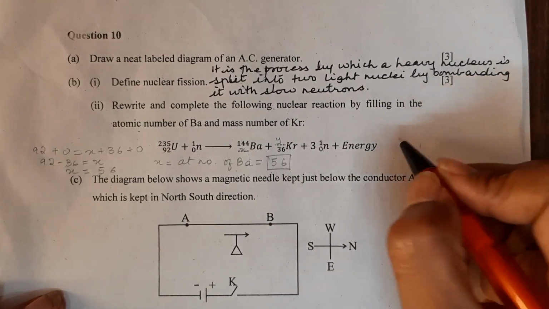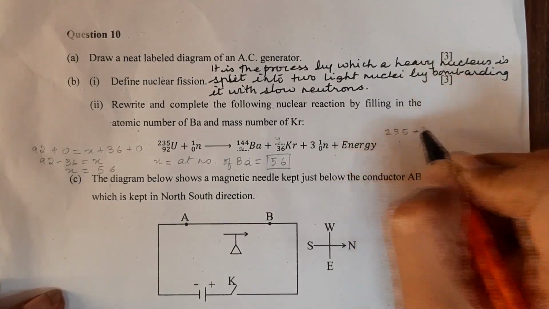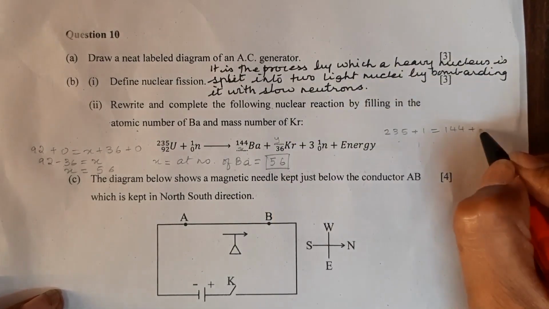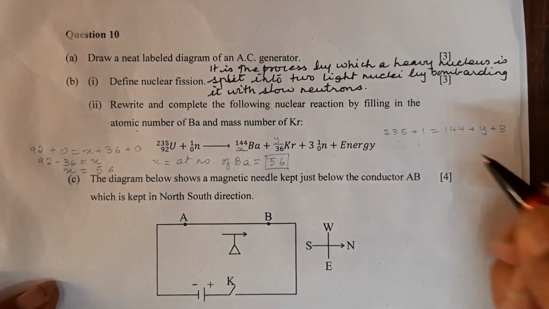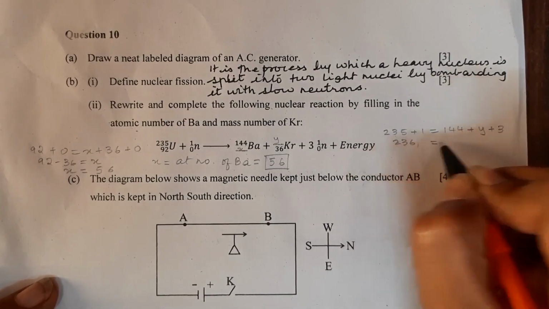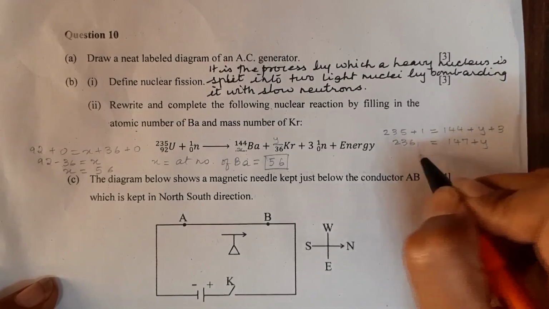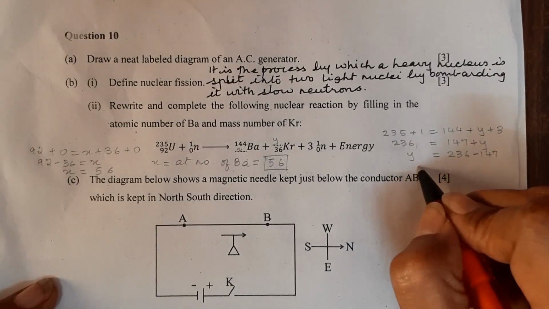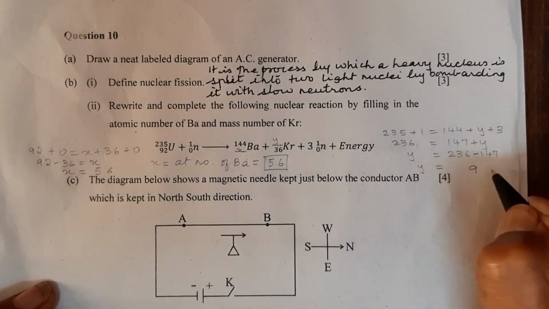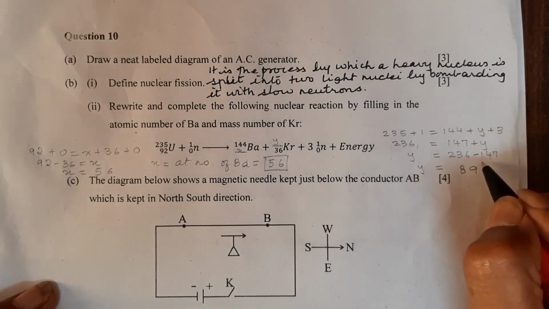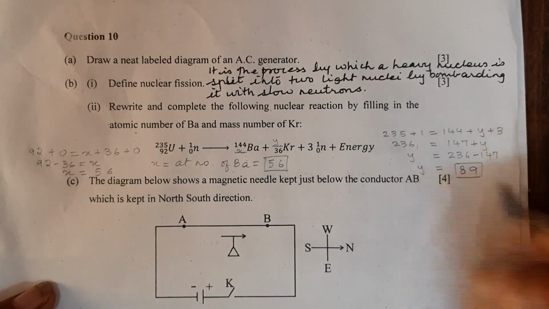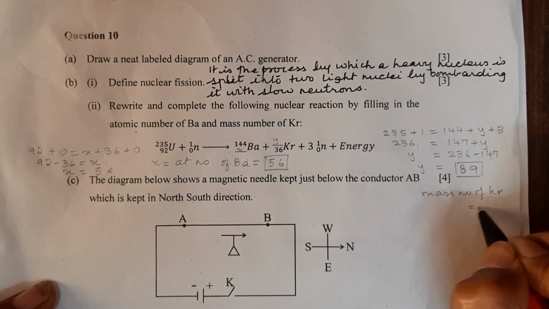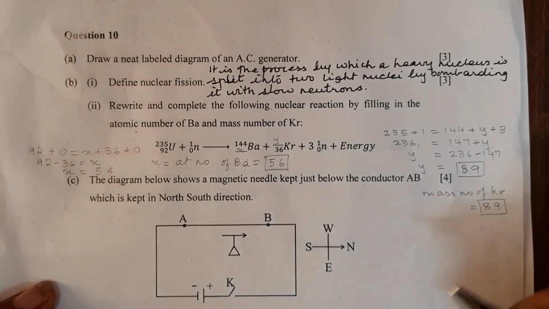Let us look at the mass number here. For the mass number, 235 plus this 1 will be equal to this 144 plus y plus 3. And so 236 is equal to 147 plus y. So y will be equal to 236 minus 147. And so y is equal to 89. And so you will say that the mass number of krypton is 89. And that is our answer.